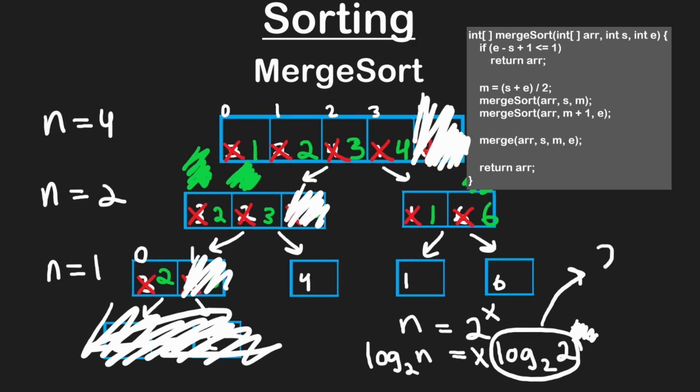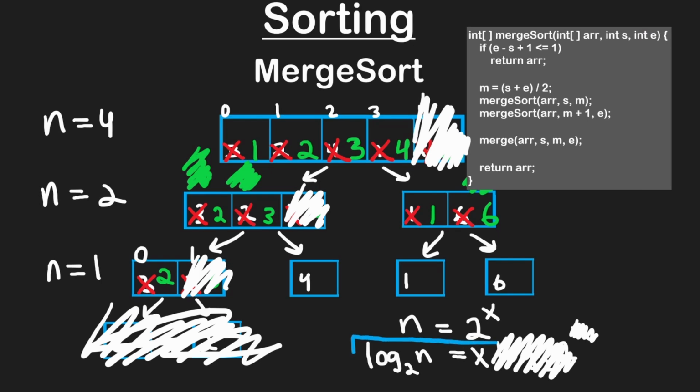Now, log base 2 of 2 is the same as saying 2 to the power of what is going to be equal to 2. Well, 2 to the power of 1 is equal to 2. So this whole thing, log base 2 of 2, simplifies to be 1 is what I'm getting at. So what I'm saying is we already solved for x. x is equal to log base 2 of n.